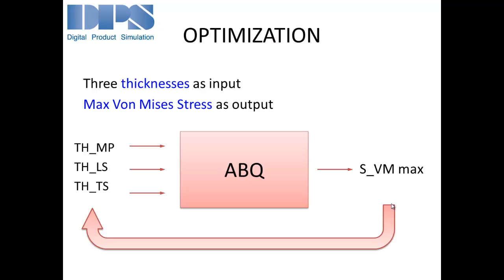So as a scheme, we can see the thickness of the main plate, the thickness of the longitudinal stiffeners, the thickness of the transversal stiffeners as input for Abaqus. Once the computation has been realized, we have as output the max von Mises stress. With that value, we'll be able to loop and modify the values of the thicknesses and make another calculation that will give another output, and so the optimization loop will look like this.